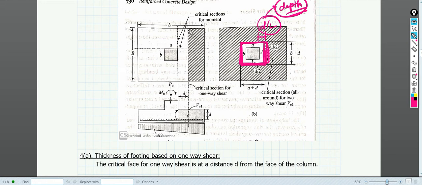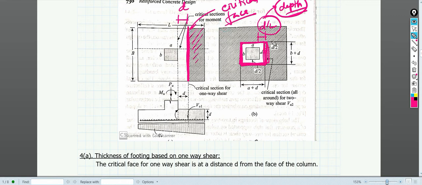And in case of one-way shear, this is the critical phase, and the critical phase is assumed to be at a distance d from the face of the column, and this hatch portion might come up, so this cross-sectional area about this line will be the critical phase. You have to find out the stress about this particular phase.